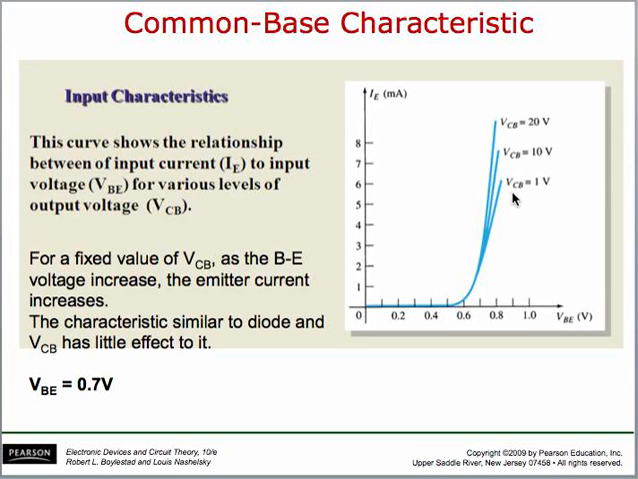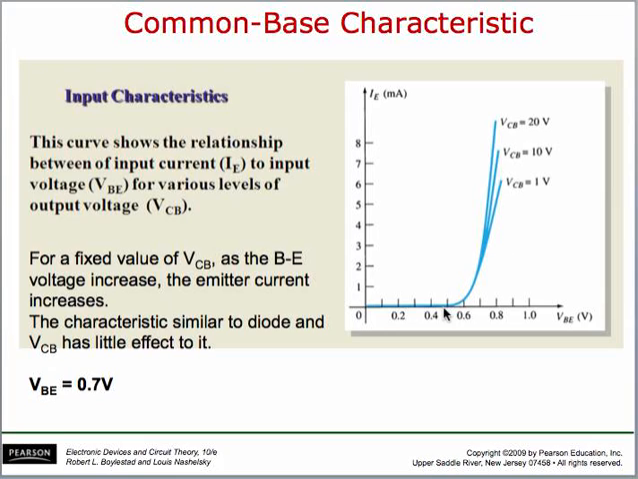Alright, but you see that the output voltage has little effect on the IE. VCB, the collector-base voltage, is the output voltage, and whether it is small or big, from 1 to 10 to 20 volt, you see that there is not much difference in the IE. So VCB has very little effect on IE, but it should be instantly clear to you what this curve looks like. This curve looks like your diode IV characteristic, isn't it?